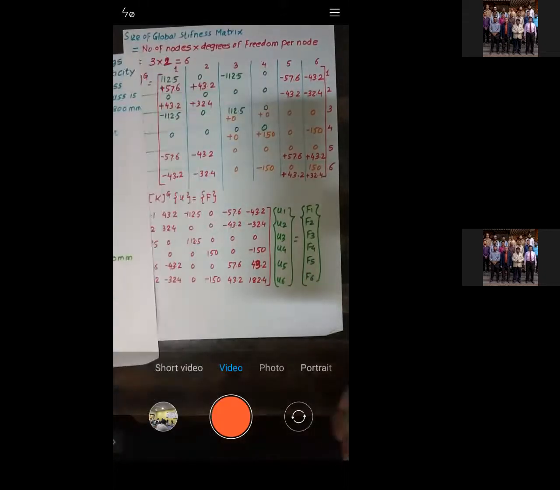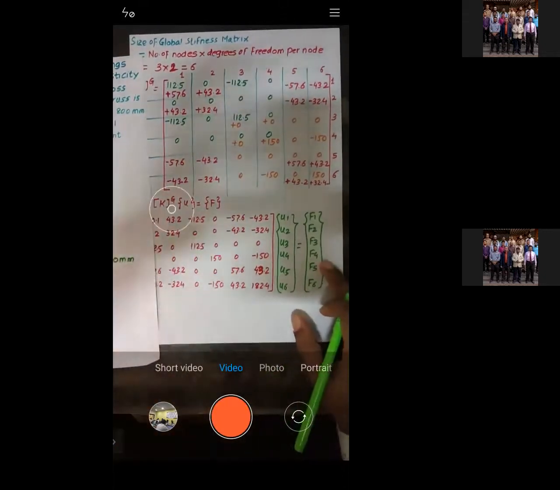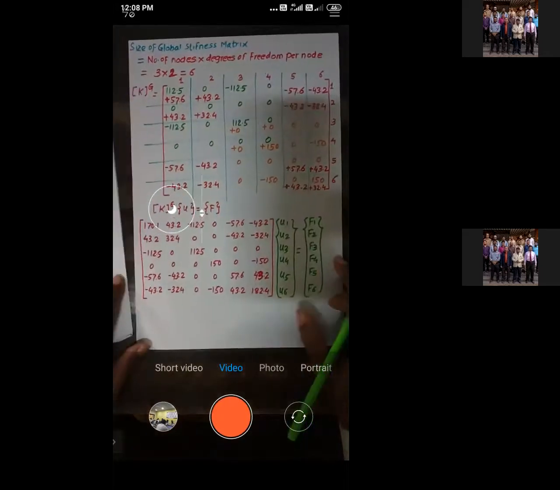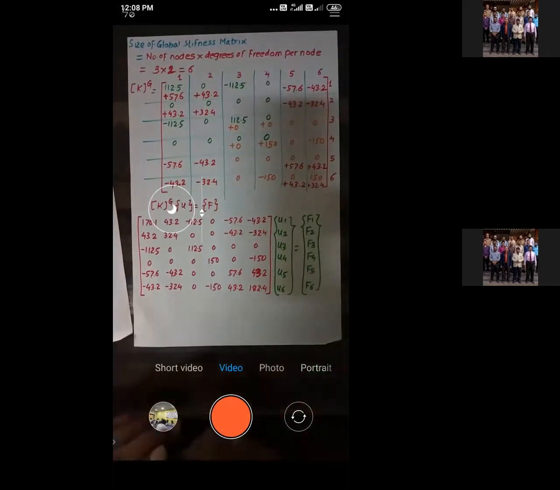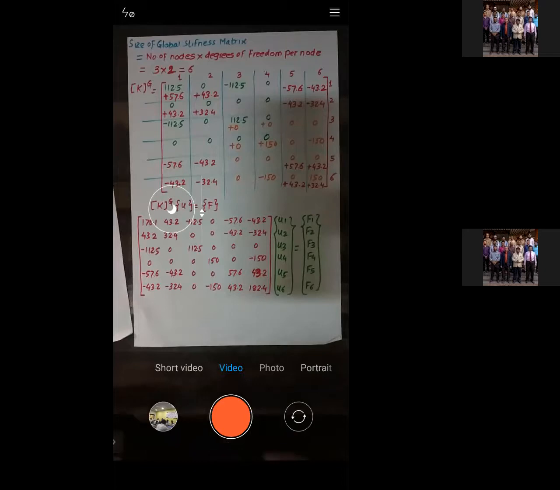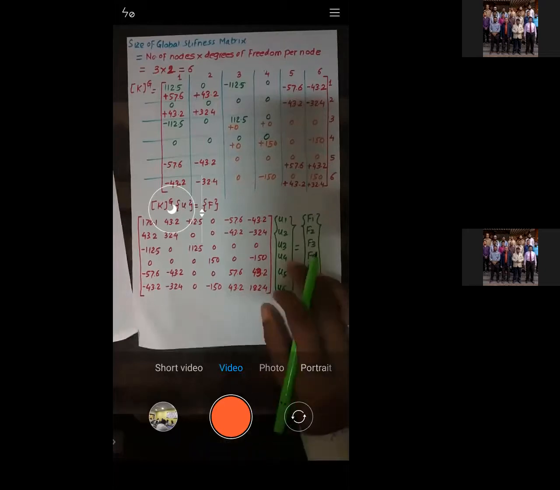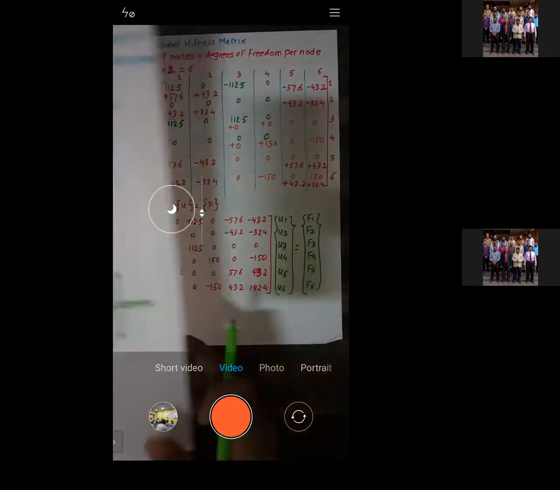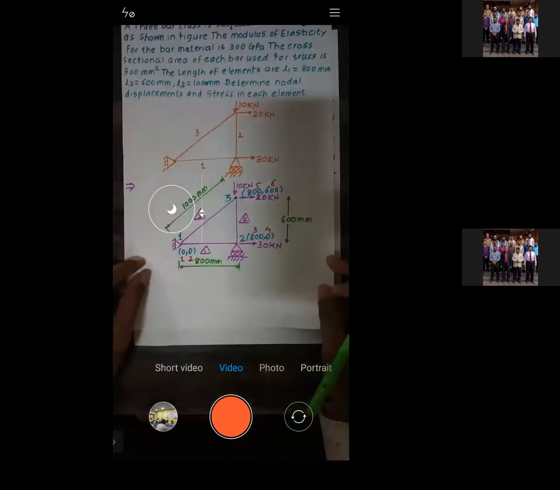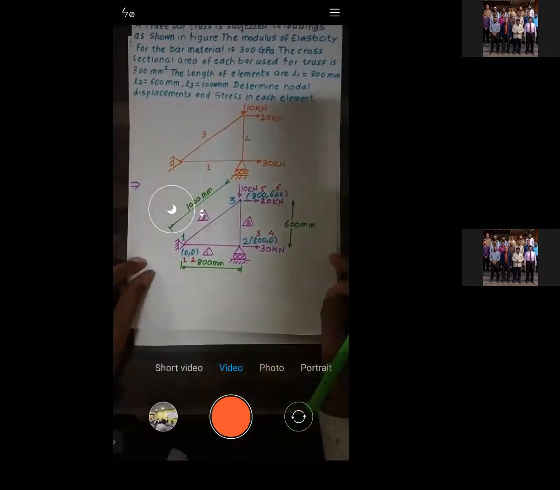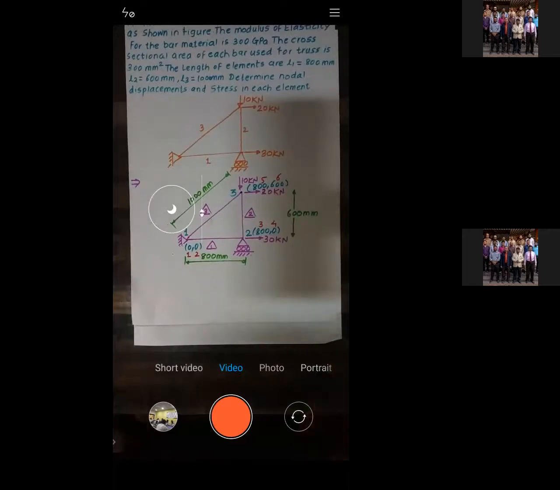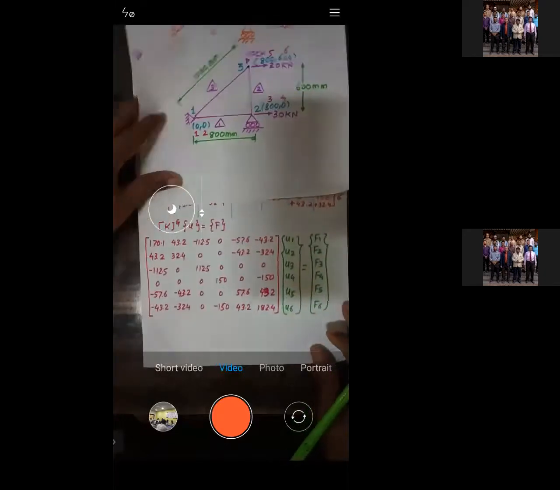Now how do we solve this equation? In order to solve this equation, we need to impose certain boundary conditions, right? So let us impose the boundary conditions. Can anybody tell me what the boundary conditions could be? Any idea? What would be the boundary conditions that we should impose?